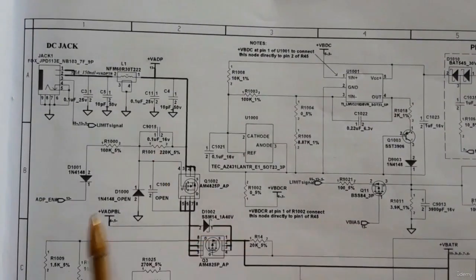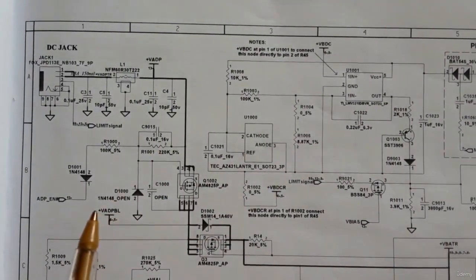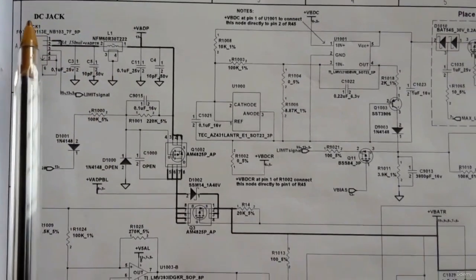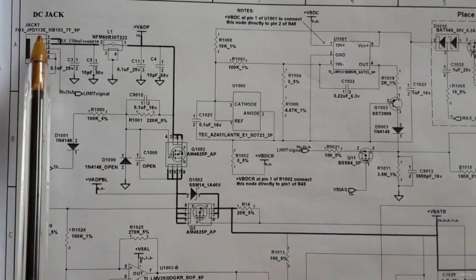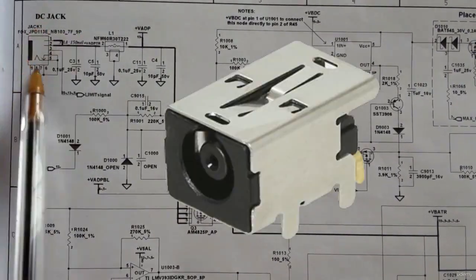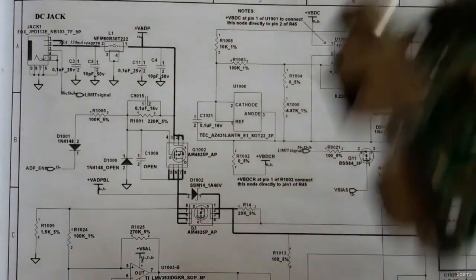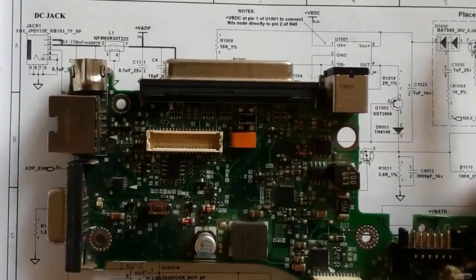We are going to study how to use the laptop schematic to repair laptops. As you can see here, this is the schematic. This is the DC jack, or the DC power jack. This is the power control circuit. This is the DC power jack, the first component.